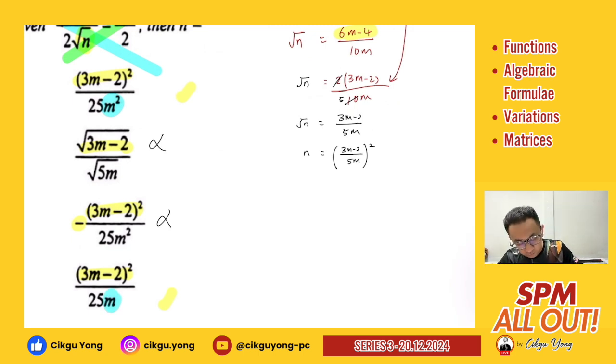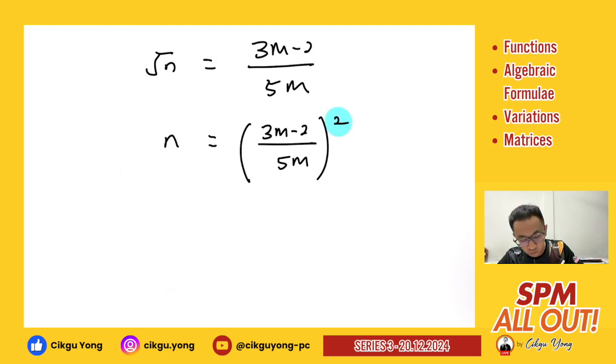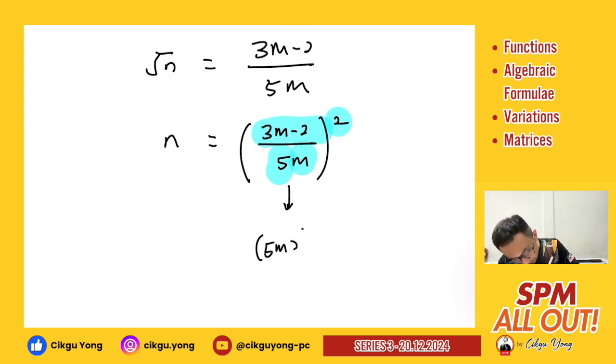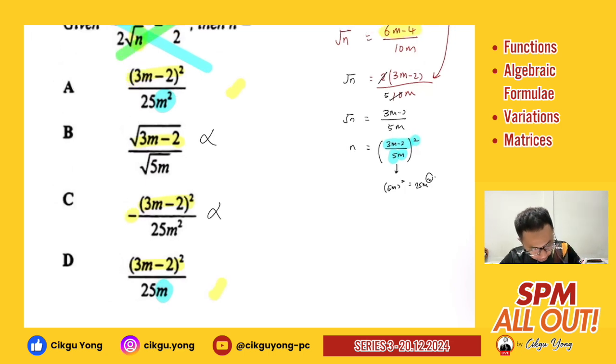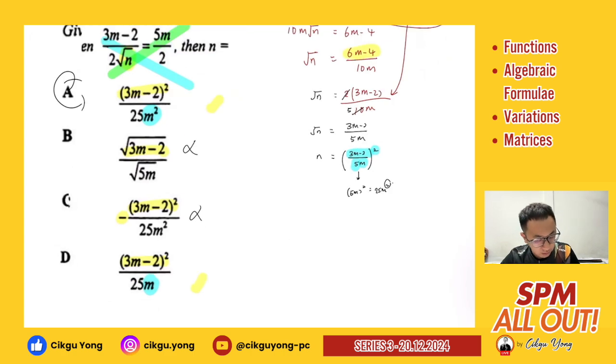So you have to remember your square has to be applied to every single element. On top, there's only one element because it is a subtraction, so you are bracketing it with power 2. And for your denominator part, you are getting a 5m bracket square where you are getting 25m squared, because your square has to be applied to every single term. And you will have A as the answer. So that's it for this question.